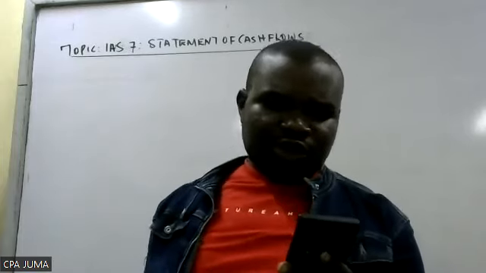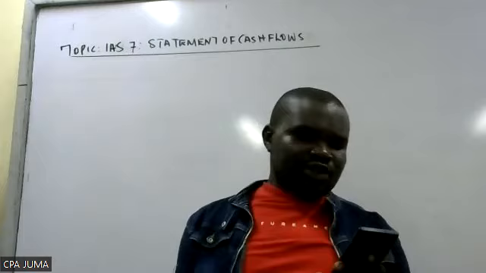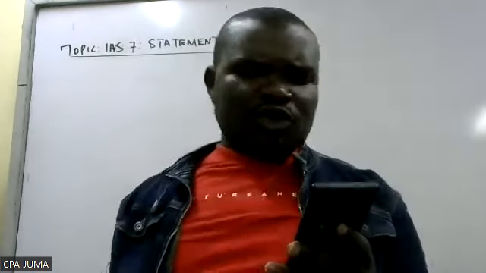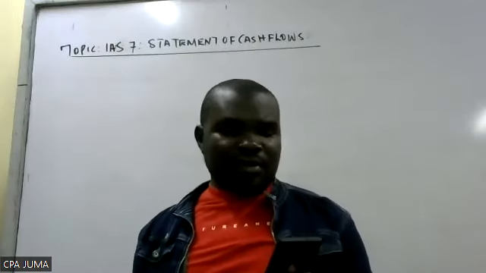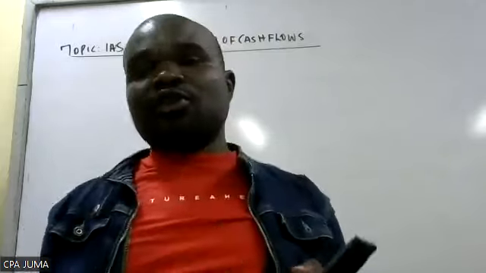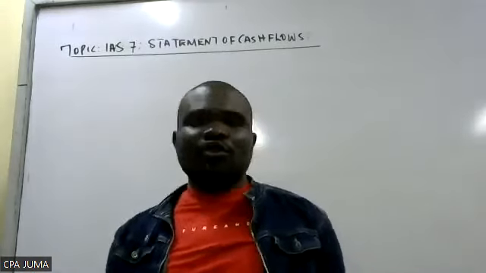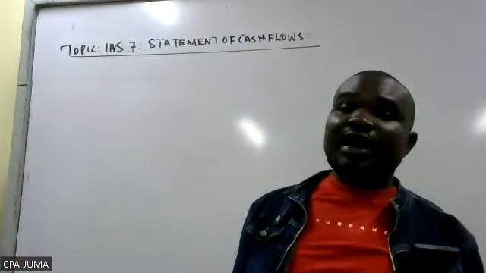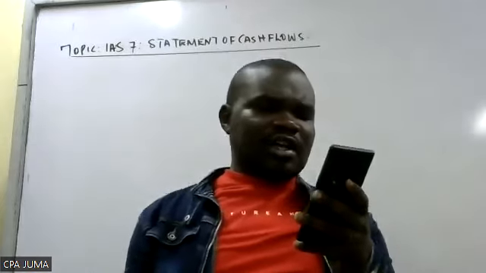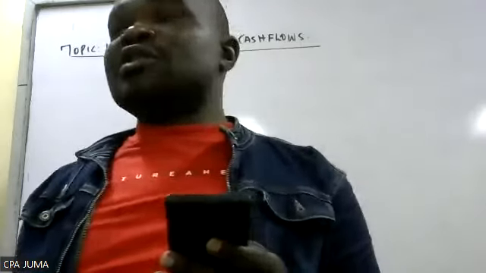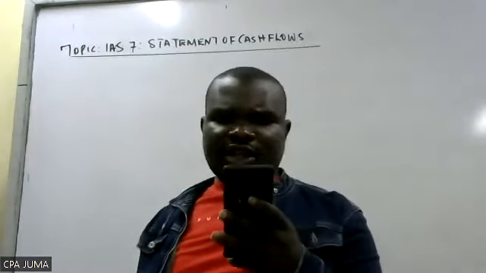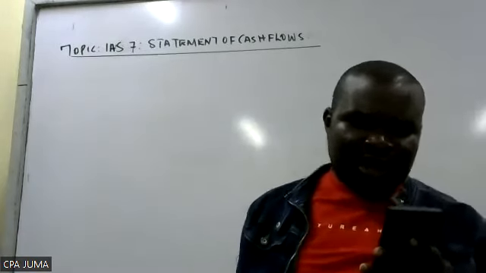Methods for presentation. So we have two methods for presentation. Not individual method. It is called indirect. Indirect method and direct method. So we have two methods for presentation. Though the one which is normally used is the indirect, the first one, indirect method. It adjusts net profit before tax for the effect of non-cash transactions such as depreciation, impairment, etc. It also takes into consideration the working capital, that is current assets and current liabilities, into account.